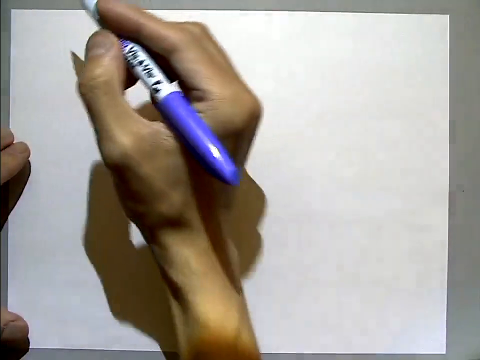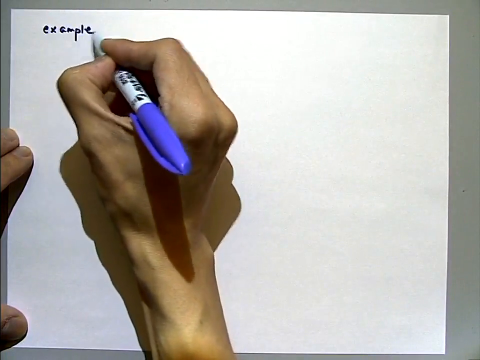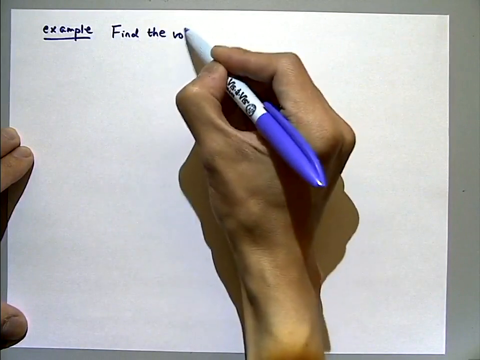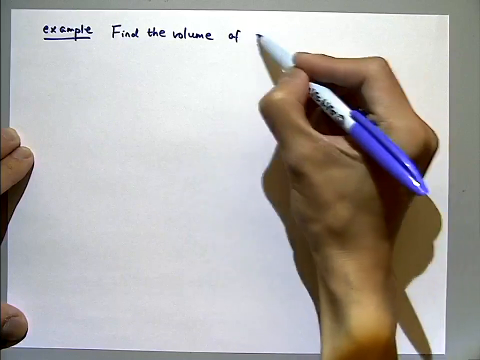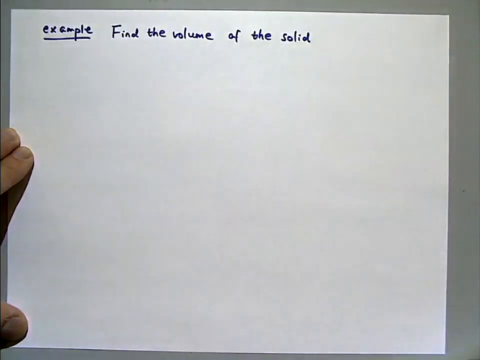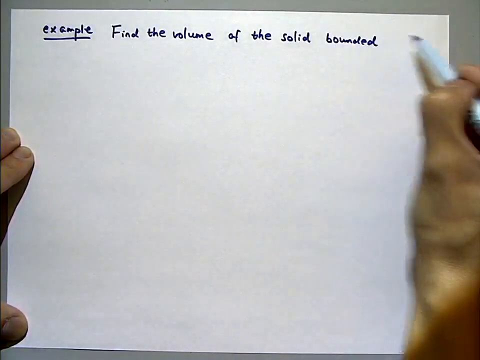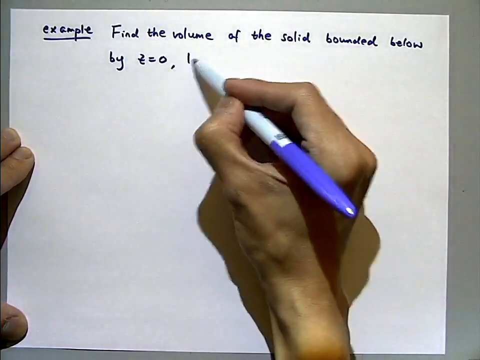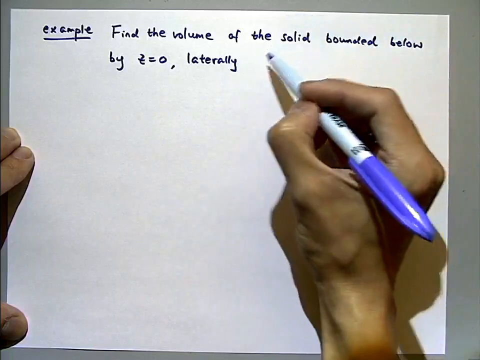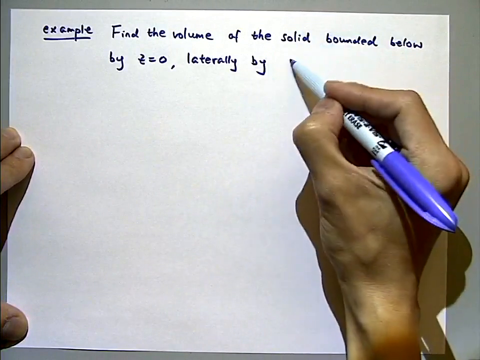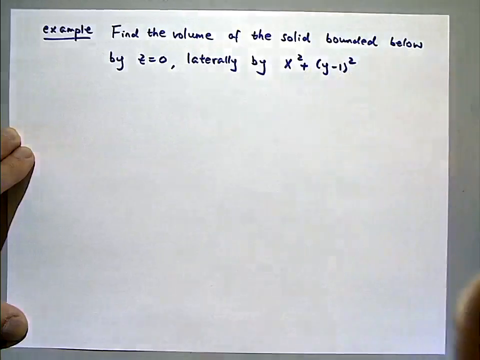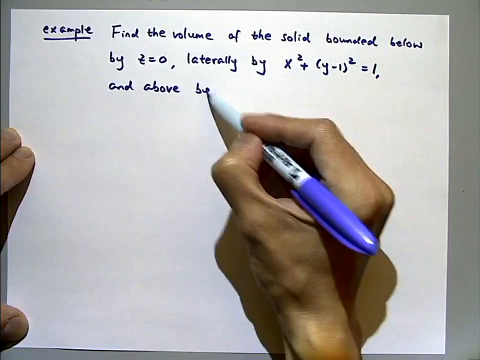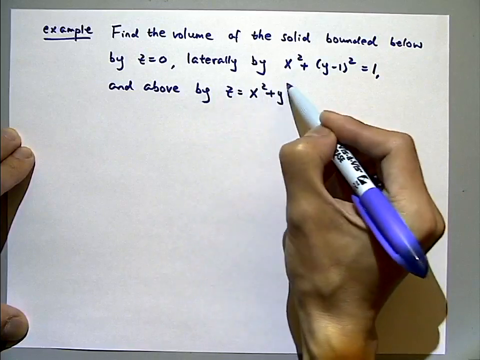Okay, let's do another example. Let's find the volume of the solid bounded below by z equal to 0, bounded laterally on the sides by x squared plus (y minus 1) quantity squared equal to 1, and above by z equal to x squared plus y squared.